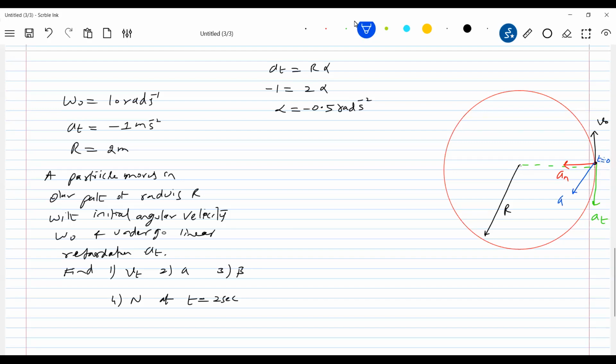After some time, somewhere here we'll take it. Let me just pick up this point. Because of alpha, let's go for omega. What is omega? Omega naught plus alpha t. 10 minus 0.5 t. Look at this, omega also keeps on decreasing. Now, it is asking at t equal to 2 seconds. So 10 minus 1 by 2 into 2. So this will be 9 radians per second. This will be omega.